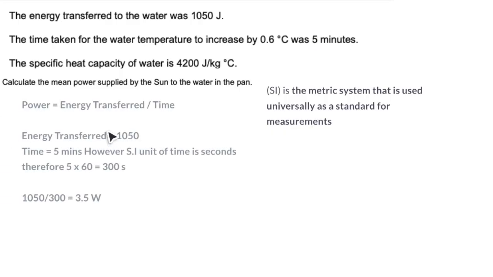And we have the energy transferred, we have the time, which we converted into seconds, which is 300. So since it's energy transferred divided by time, we're going to divide 1050 over 300, which gives us 3.5 watts. Now I recommend learning the SI units for every single one, for energy, for everything.